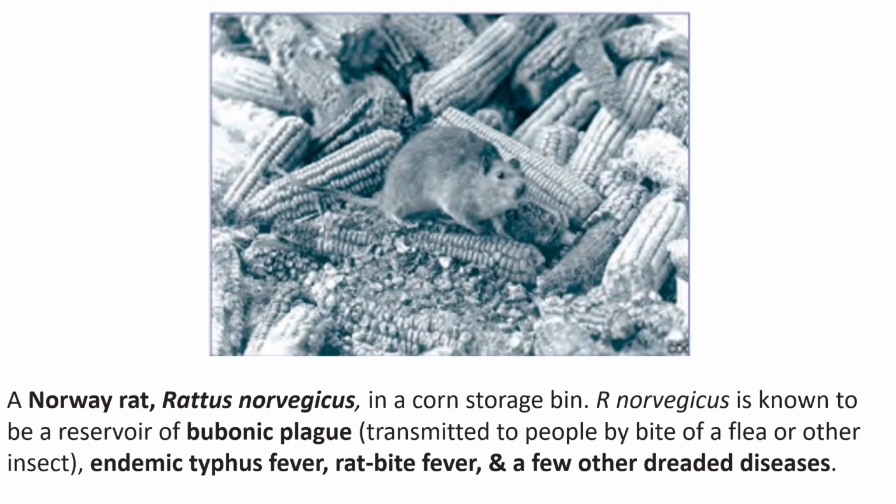This picture shows a Norway rat, Rattus norvegicus, in a corn storage bin. Rattus is known to be a reservoir of bubonic plague, transmitted to people by the bite of a flea or other insect, endemic typhus fever, rat bite fever, and a few other dreaded diseases.